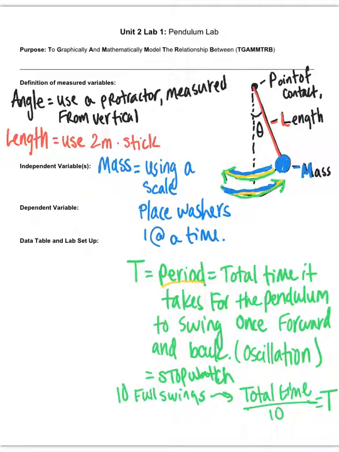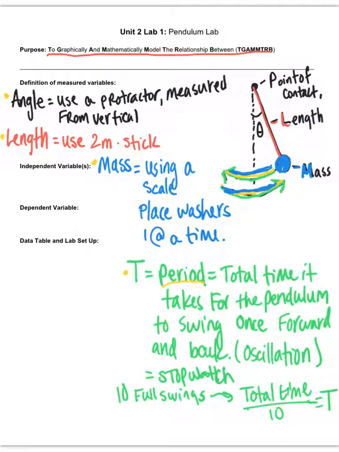So those are the big four that we are going to tackle: the angle, the string length, the mass of the washers, and the total period of our pendulum. That brings us to a big important feature here, and that is our purpose. Our purpose for this lab is going to be to graphically and mathematically model the relationship between our four variables here.